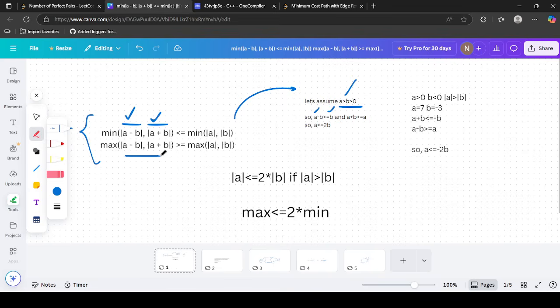And coming to the second condition, the sum is the maximum. So it is a plus b and it should be greater than or equal to the maximum of mod a and mod b, which is a. So the second condition is always satisfied because we assumed that b is positive. And then from this we got that a is less than or equal to 2b.